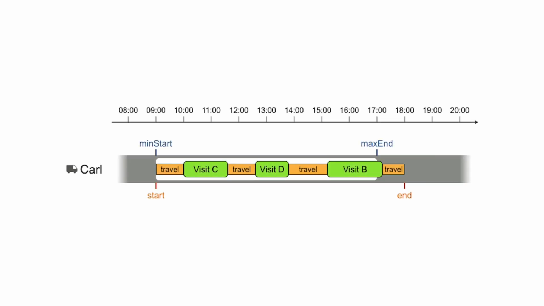What happens if his last visit is too late? For example, visit B ends after 5 p.m. and Carl returns home at 6 p.m. Our model penalizes the amount of time after the maximum end as a hard constraint to prevent this from occurring. But sometimes overtime is a good thing.